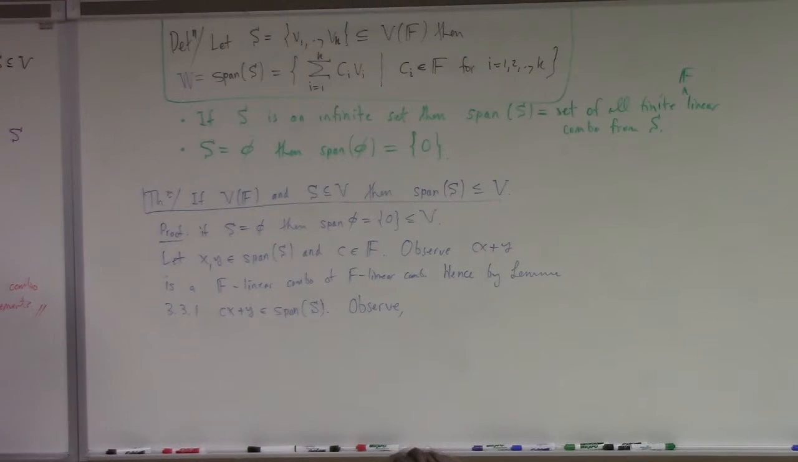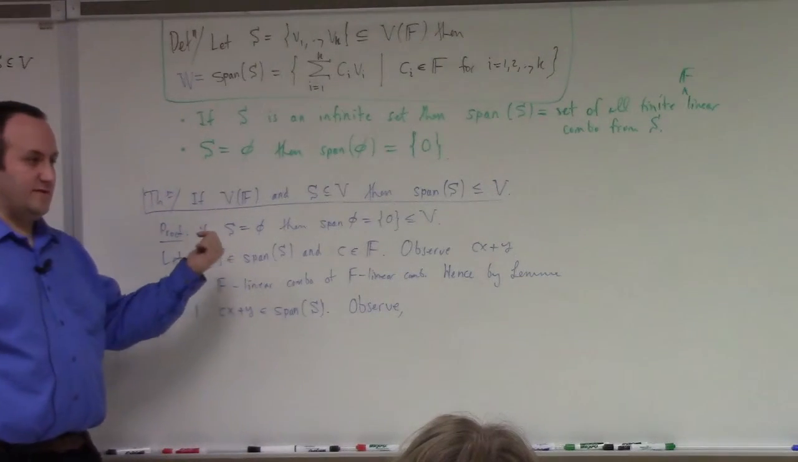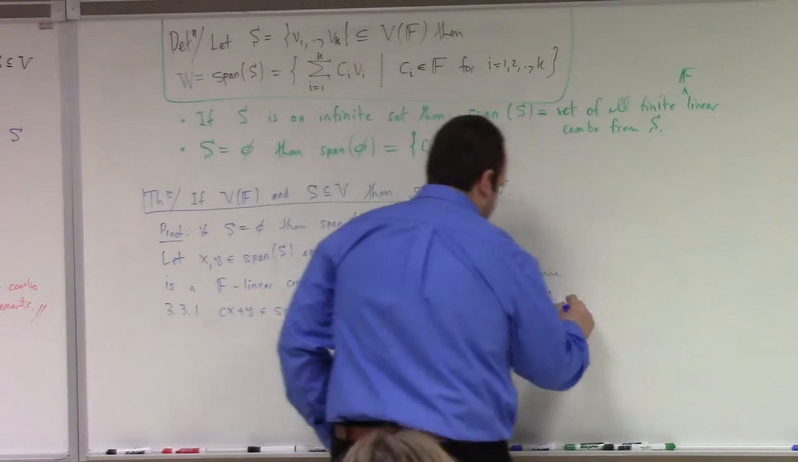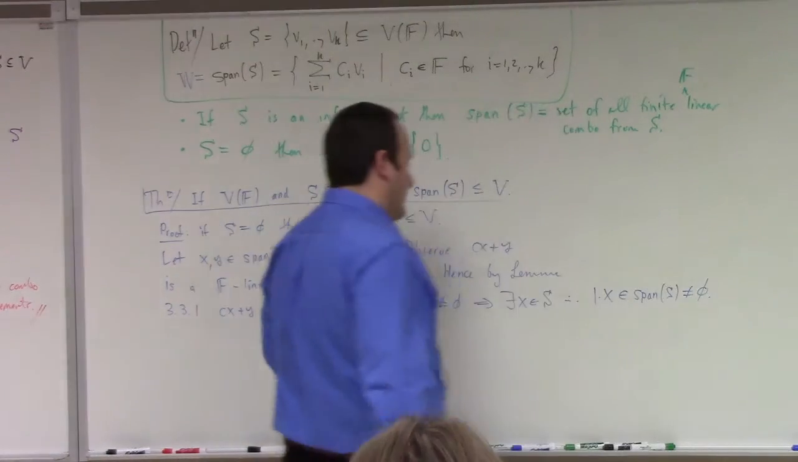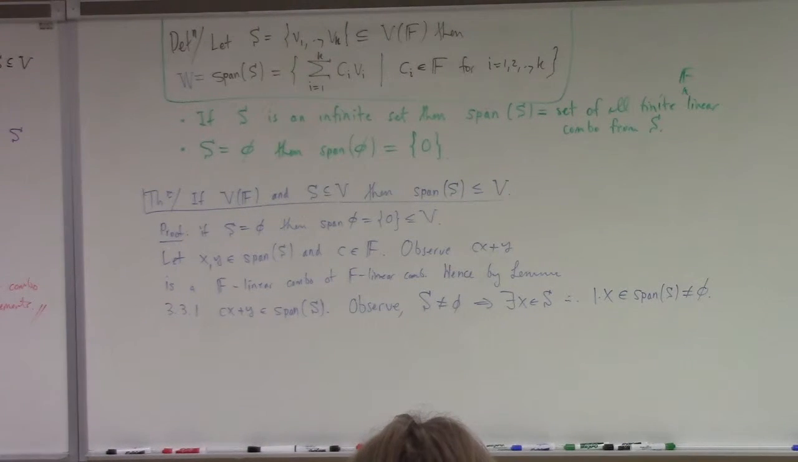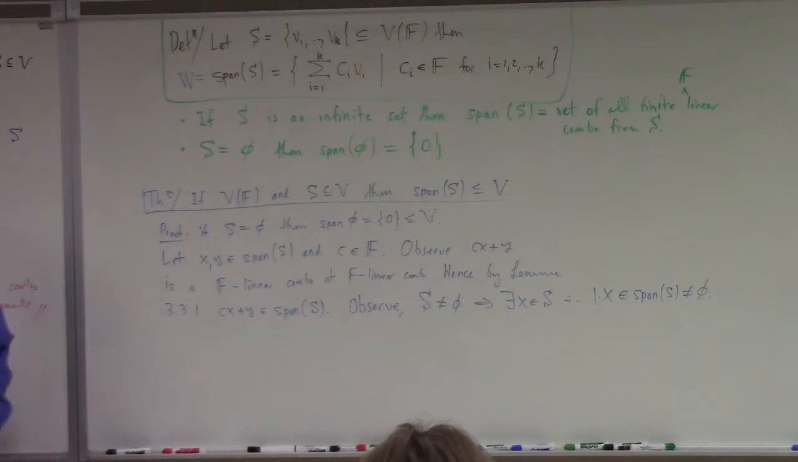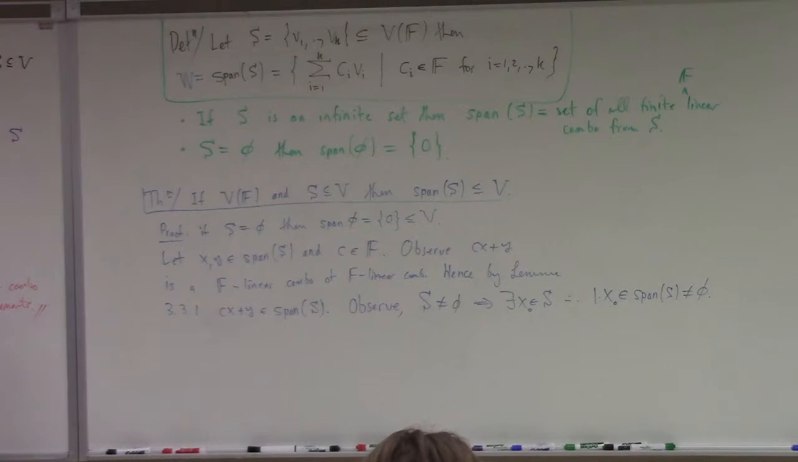We need that the span of S is non-empty. So how can you show me that the span of S is non-empty? Can you tell me something that's in the span of S? If S is non-empty, then there exists x in S. Therefore, 1 times x is an element of the span S, which is not the empty set, because 1 times x is a linear combination of x. I'm using x in a different sense in the previous sentence and in that sentence, but if you want, I can make it different. There, better. Therefore, by the subspace test, we have that the span is a subspace.